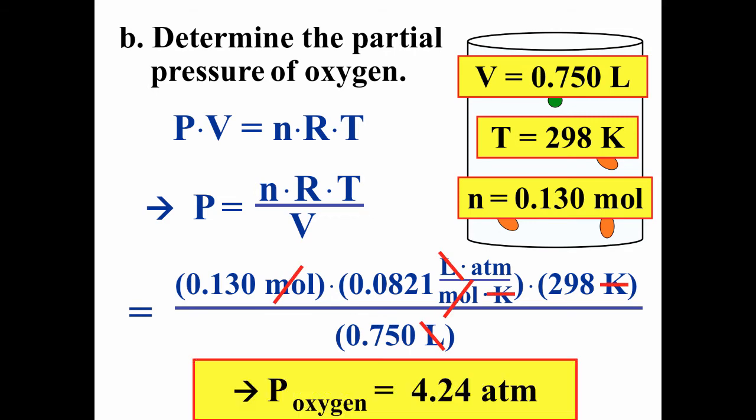Cancel units as before, and we get the pressure due to just the oxygen, which is called the partial pressure of oxygen, as 4.24 atmospheres. And note that the pressure due to the oxygen is a little less than half of the pressure due to the halothane, and that's because the number of moles of the oxygen is a little less than half the number of moles of the halothane.